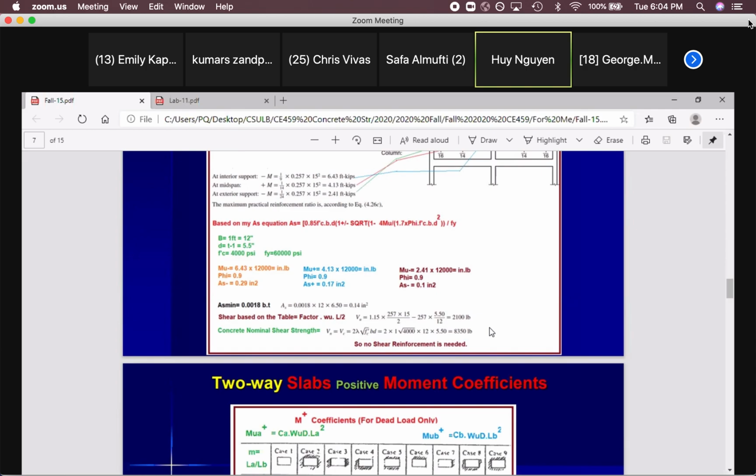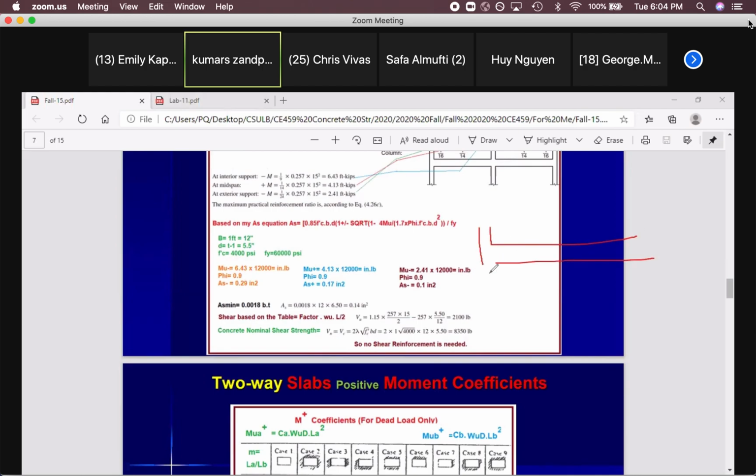I'm still very unclear on the second term of the VU. I get the first term is the shear in the members at the first interior support, but the 257 multiplied with 5.5 divided by 12. Look at this, that's for the beam. As you might remember, whenever you have a beam, the critical section for the beam is not at the support, it is d from the face of the support. This d from face of the support.